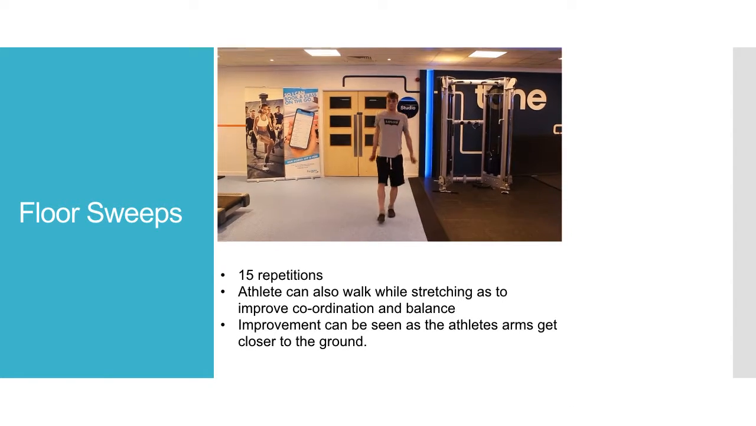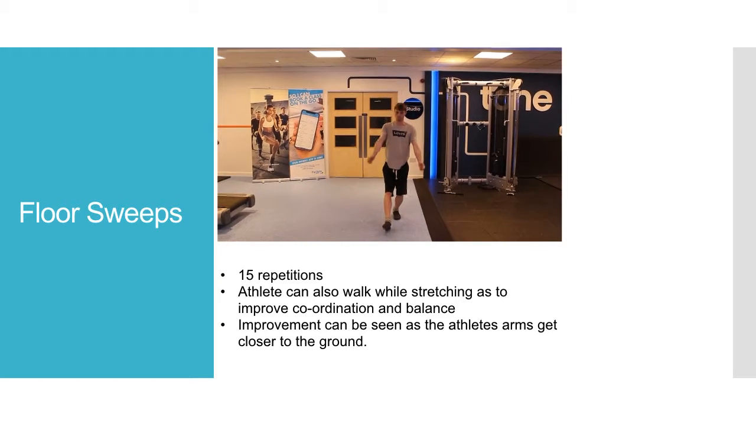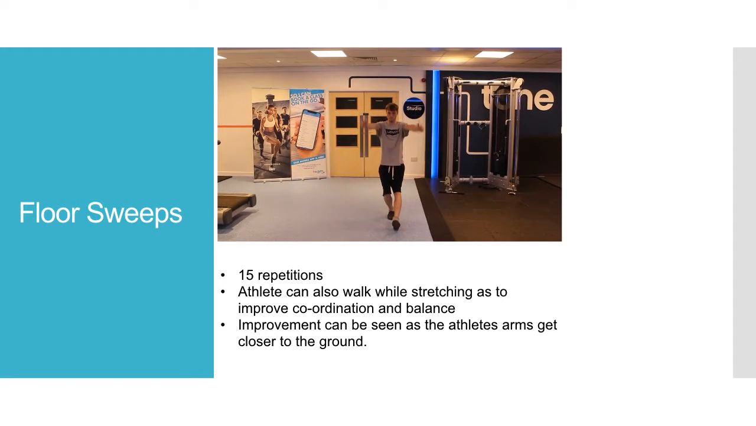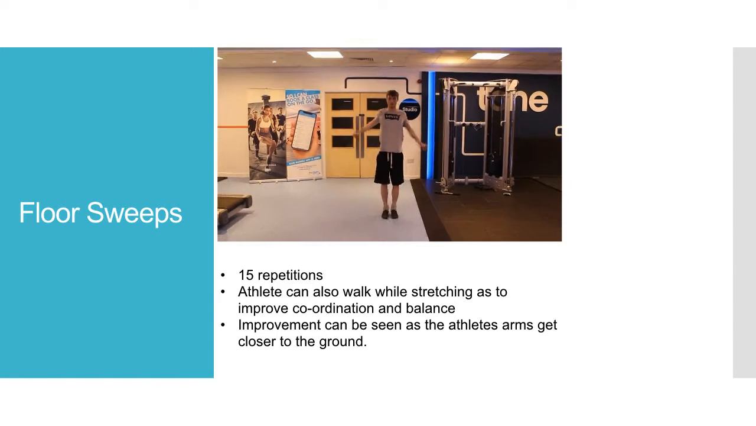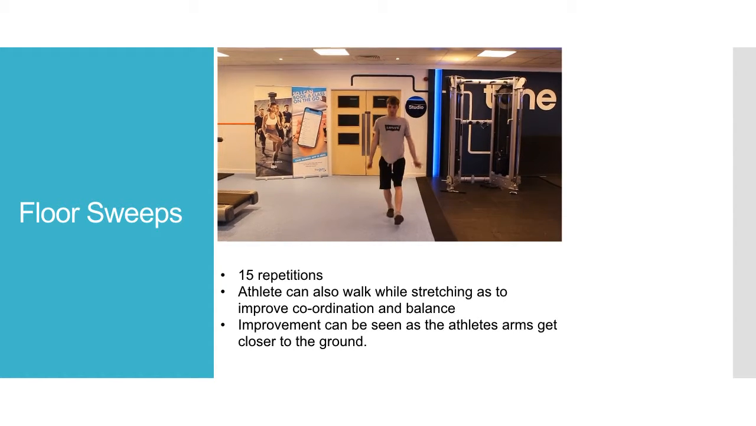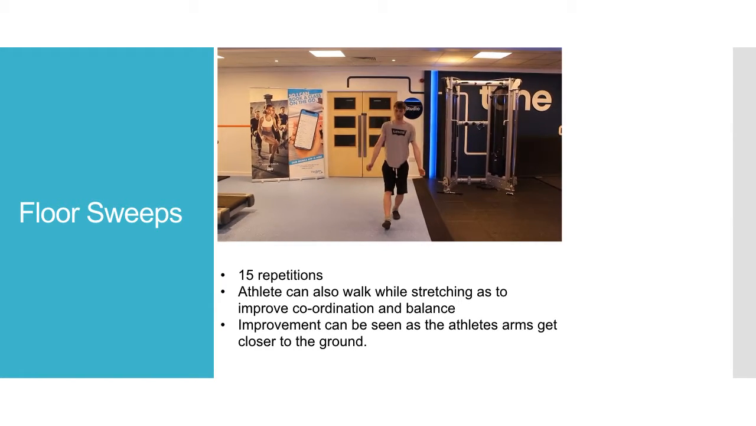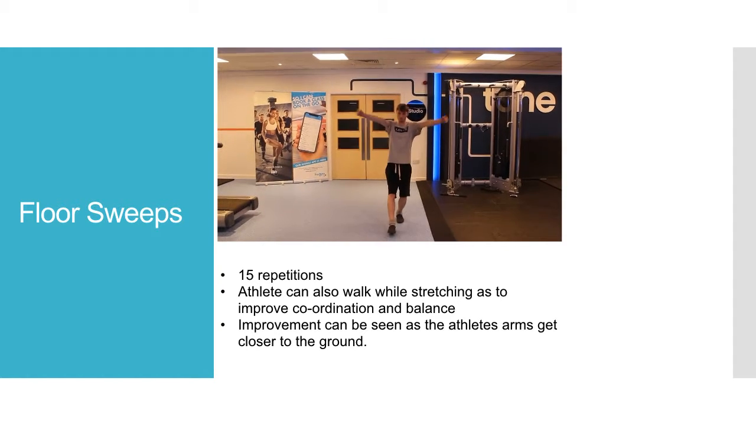As previously mentioned, floor sweeps aim to stretch the hamstrings. They should be done for 15 repetitions, though can be increased if tension is still felt within the muscle. The athlete can also walk while stretching as to improve their coordination and balance throughout the movement. Improvement can be seen as the athlete flexes further through their hips towards the floor and the arms swing closer to the ground.